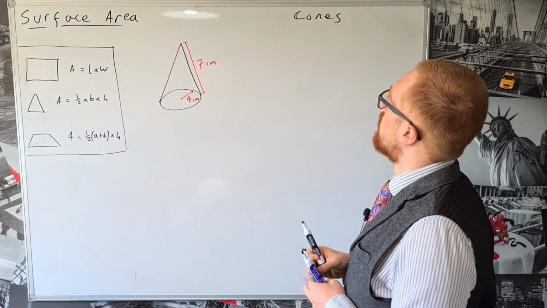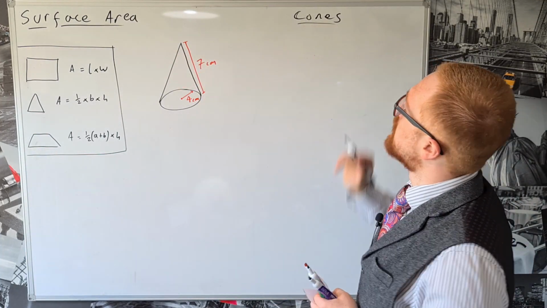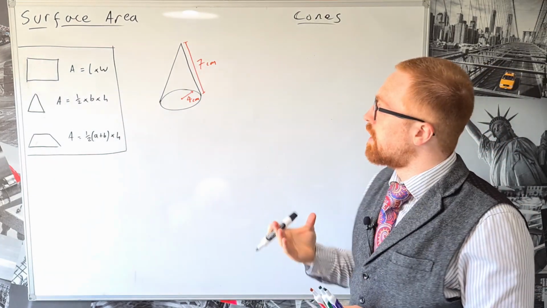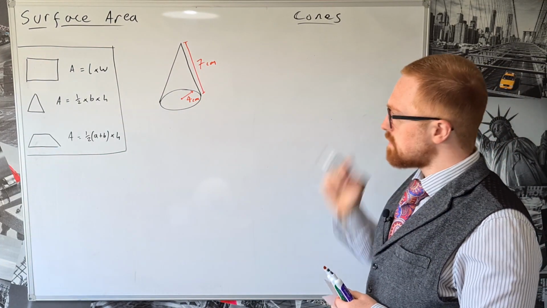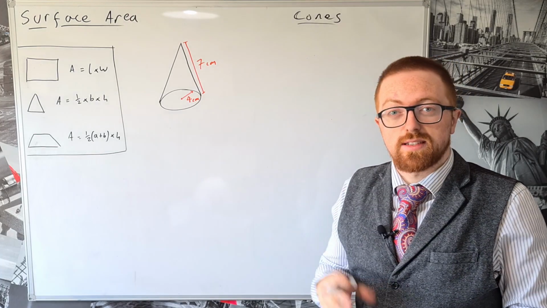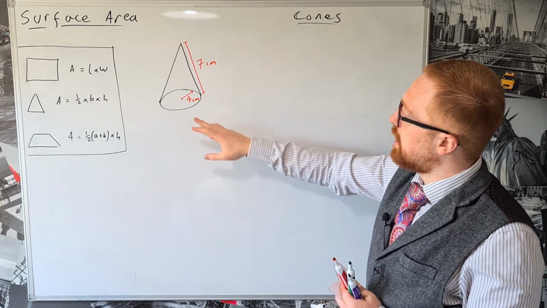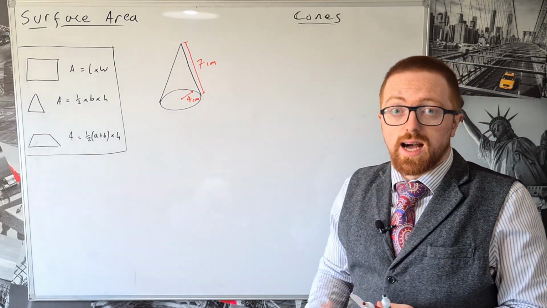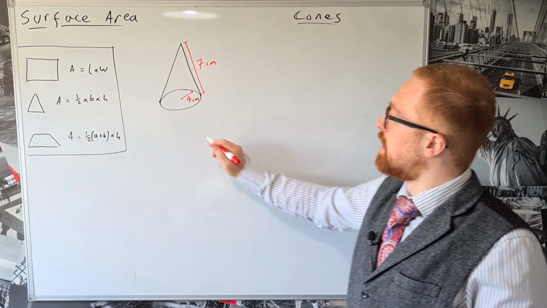Hi there. In this video we're looking at surface area, and specifically we're going to look at how we find the surface area of a cone. So strategy is exactly the same as in the previous video. We need to label up our sides and find the area of each surface.